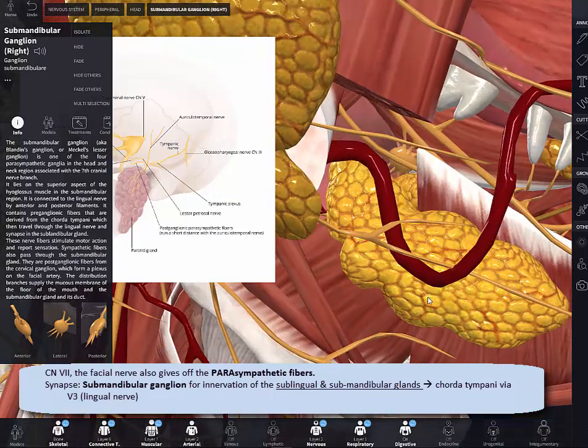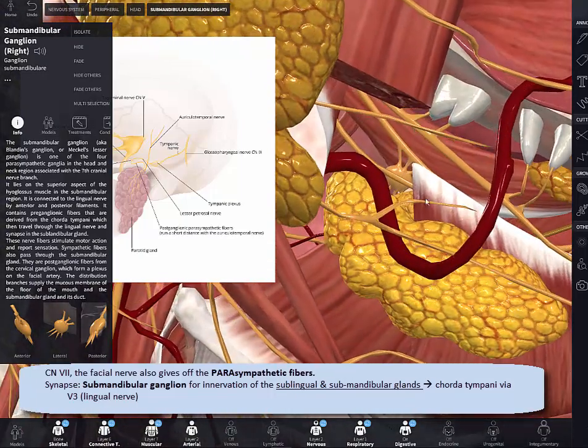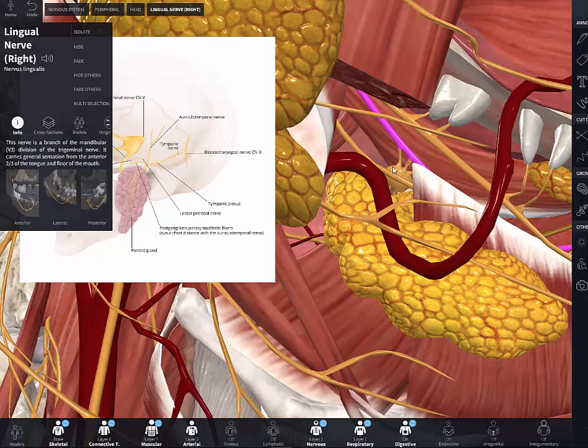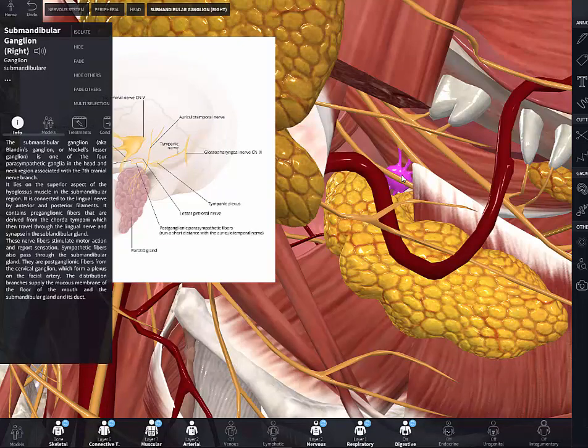The submandibular ganglion is hanging off of a branch of the trigeminal nerve called the lingual nerve. And so along the lingual nerve, which is actually from trigeminal, as I said, you have the parasympathetic fibers. They're presynaptic. They then reach the submandibular ganglion, synapse here, and then they travel to the submandibular and the sublingual glands.